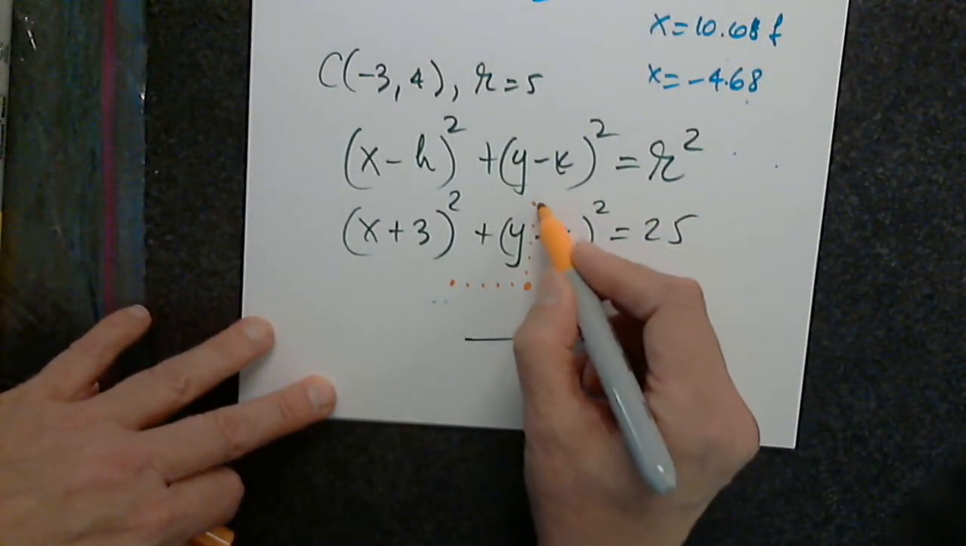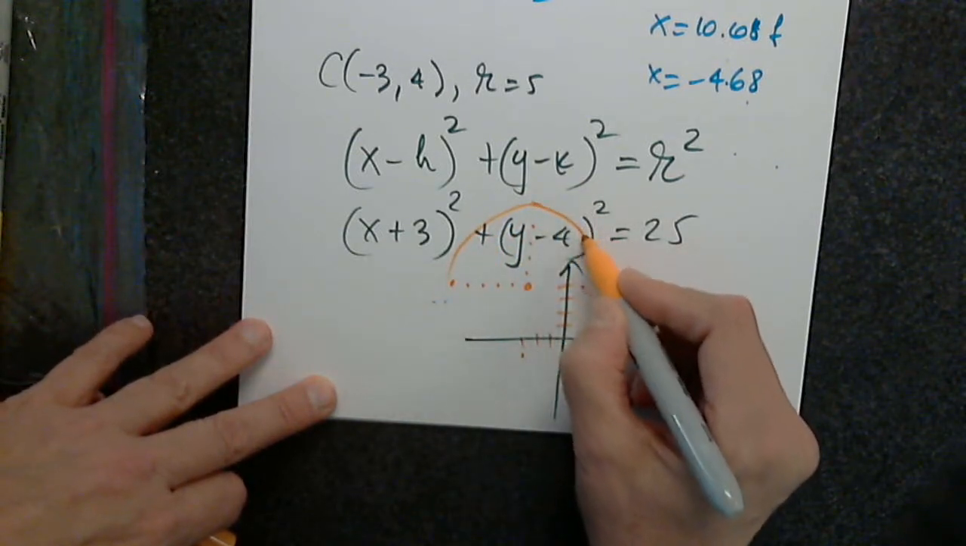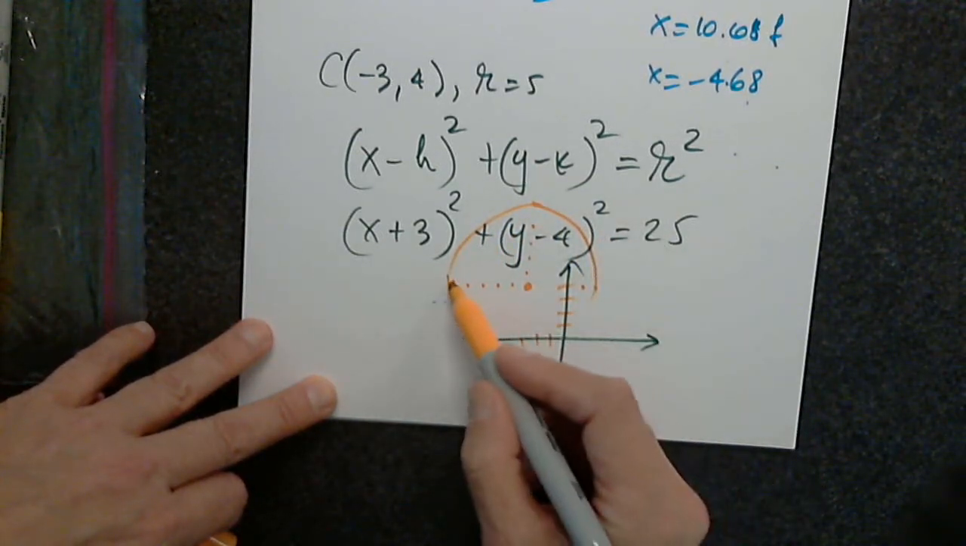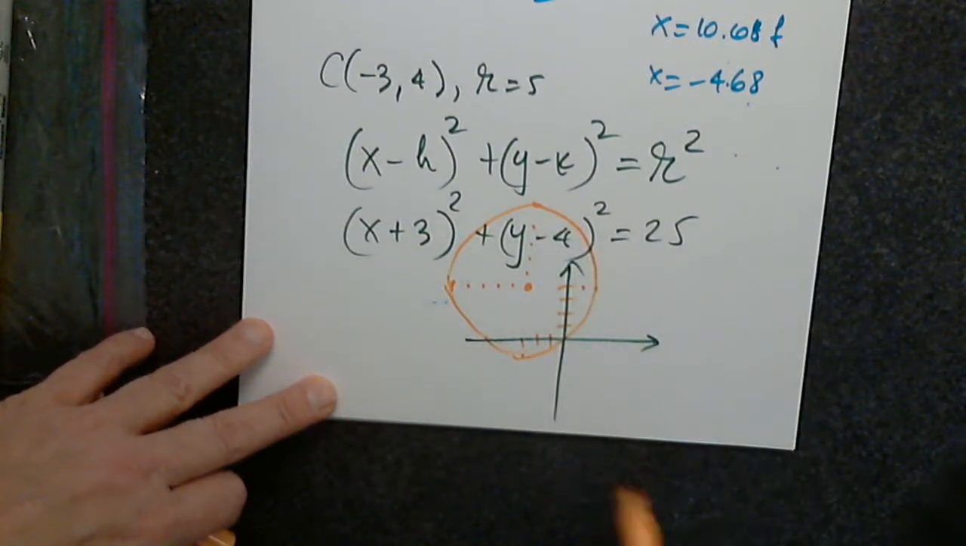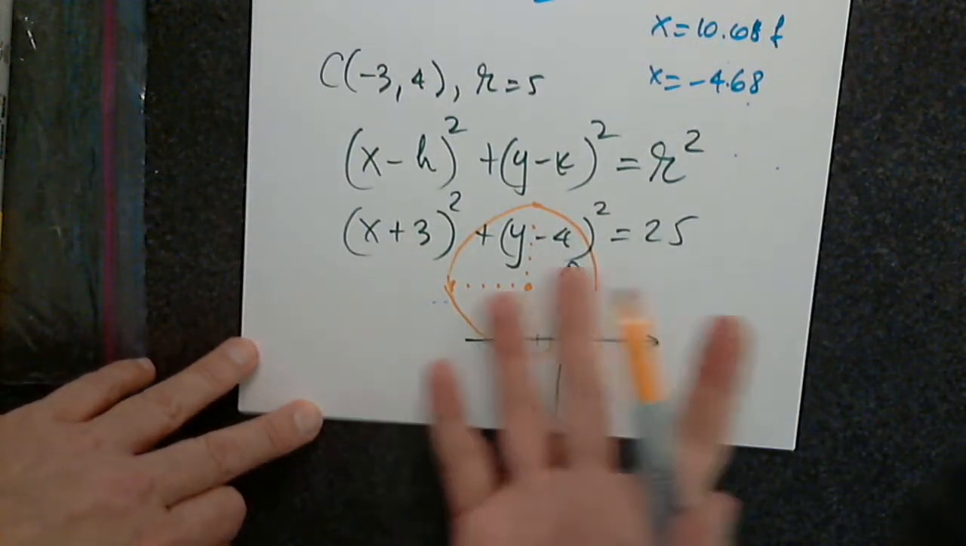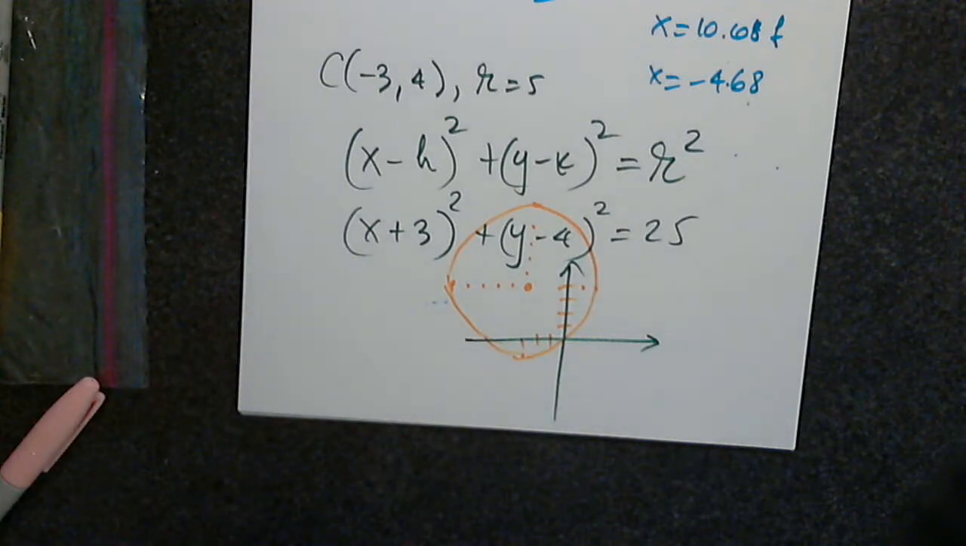That's what happens when you don't plan ahead. That's a perfect example. But you understand what I'm talking about. So that's the center. And that's the circle.